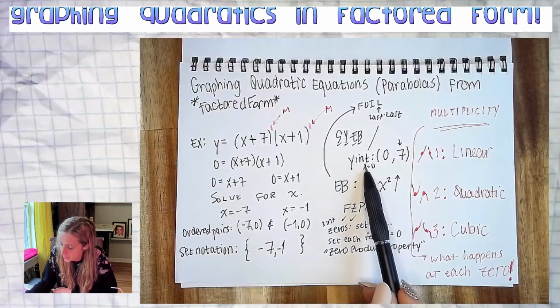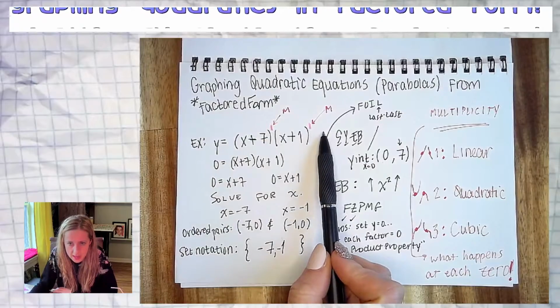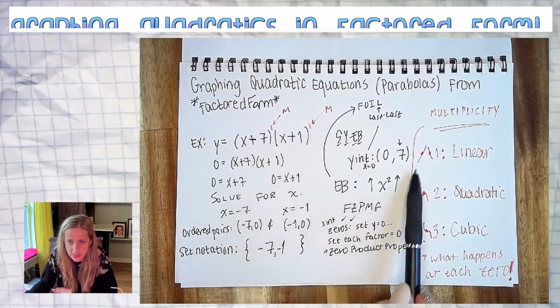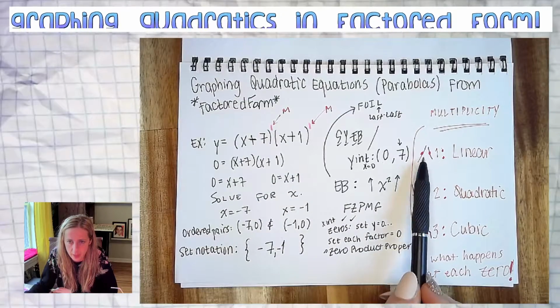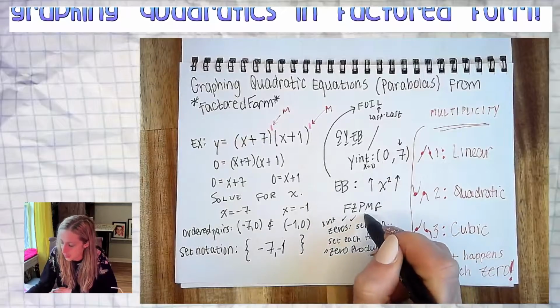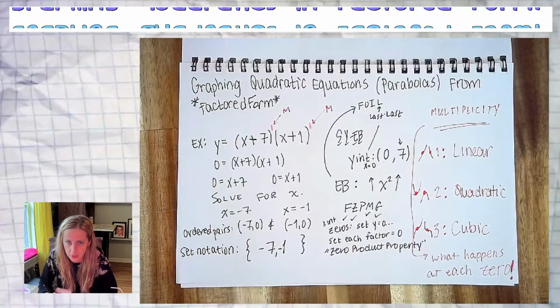We're going to plot those, and we're going to look at the multiplicity. We said the multiplicity was 1 on each of these, and that that would be linear. We said our end behavior is up. We've got a lot of details. And then we're going to graph. So I'm going to flip over to the next page and we're going to graph everything over there.